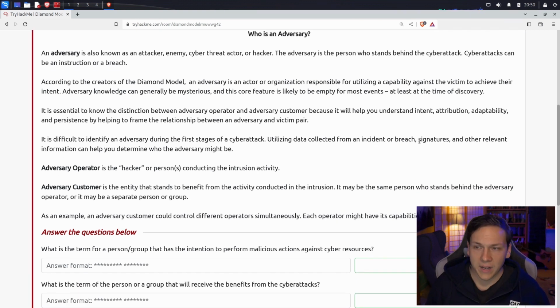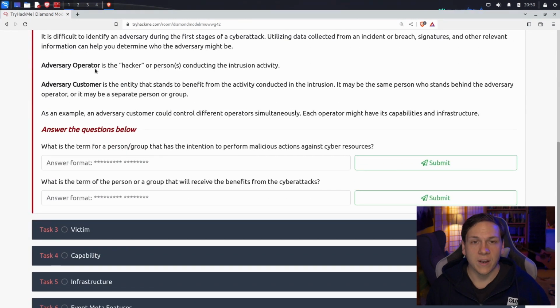Utilizing data collected from an incident or breach, signatures, and other relevant information can help you determine who the adversary might be. Adversary operator is the hacker or person conducting the intrusion activity. Adversary customer is the entity that stands to benefit from the activity conducted in the intrusion. It may be the same person who stands behind the adversary operator, or it might be a separate person or group. As an example, an adversary customer could control different operators simultaneously. Each operator might have its own capabilities and infrastructure.